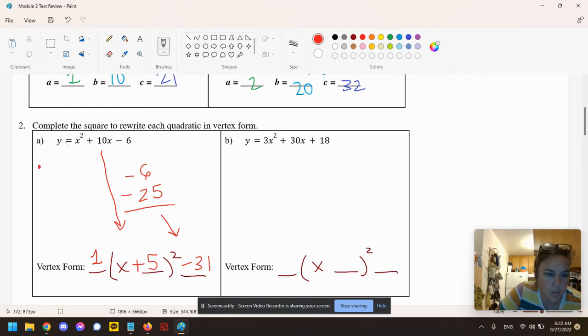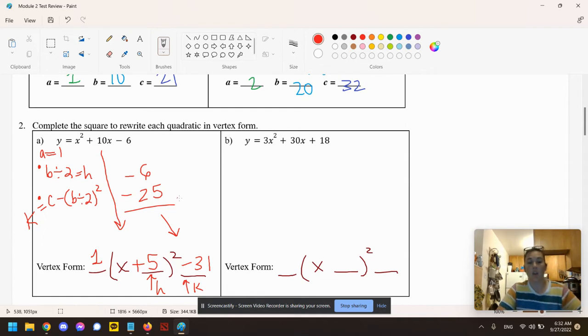And so again, when there was no a, so when a equals 1, I did b divided by 2, and that became my h. And then I did c minus b divided by 2 squared, and that became my k, where this is h, and this is k. You'll notice that I did not flip any signs. When I'm dealing with two equations that are equal to each other, I'm not going to flip any signs. It's when I find the vertex that I get to flip the sign. But I haven't found the vertex yet, the actual point. I've just found vertex form. So when I'm not finding the point, the vertex, I don't flip any signs.